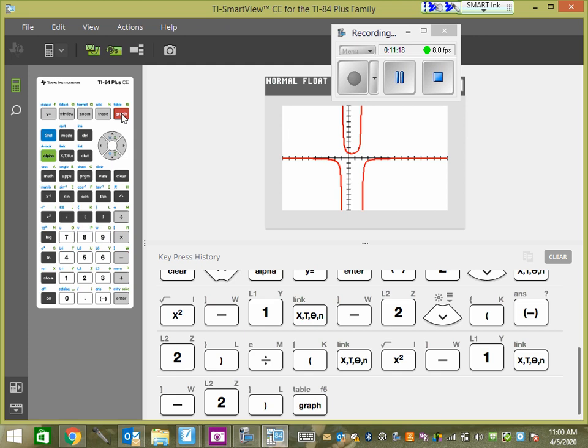Okay, I said I have a vertical asymptote at x equals negative 1 and 2. Look at that. And I have a horizontal asymptote at y equals 0. So we can check these and see if what we're doing looks legitimate.